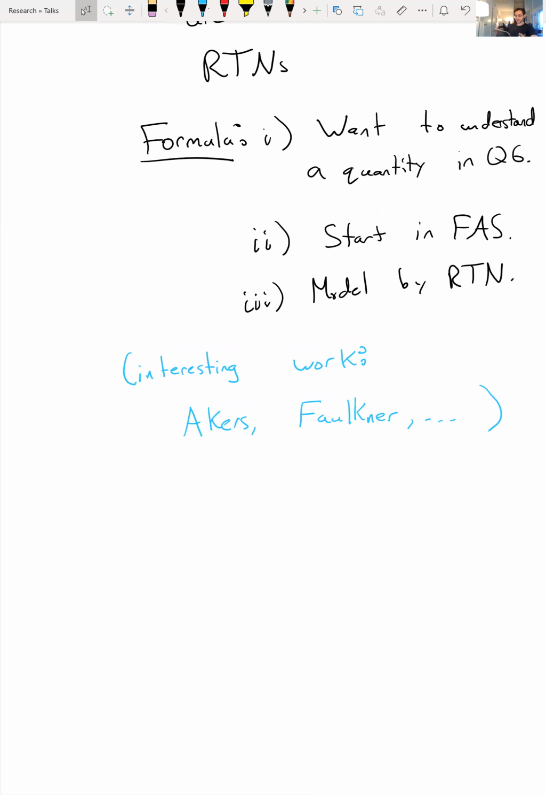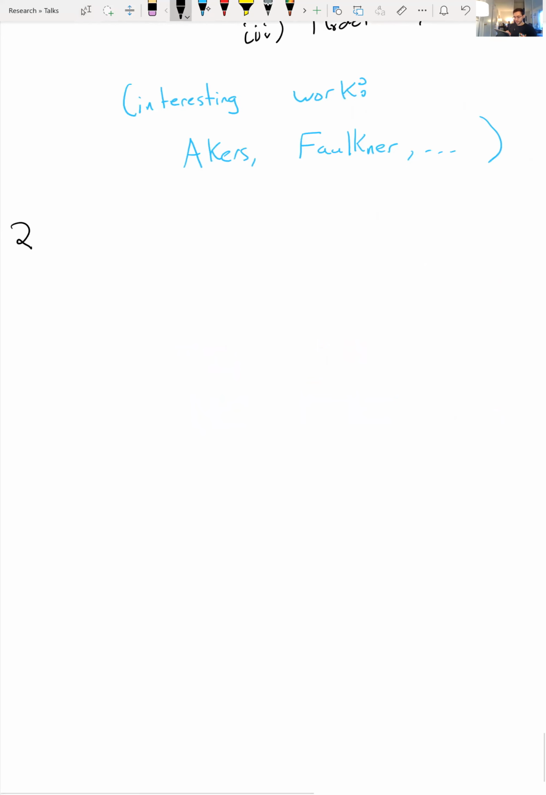They're starting in the fixed area states, which they're modeling by random tensor networks. And I think that there's a lot of room for exploration here. The other good open direction is to continue to use tensor networks for encoding intuition.